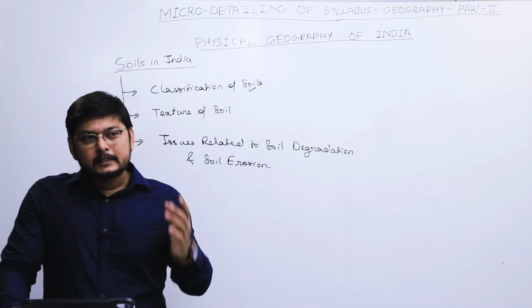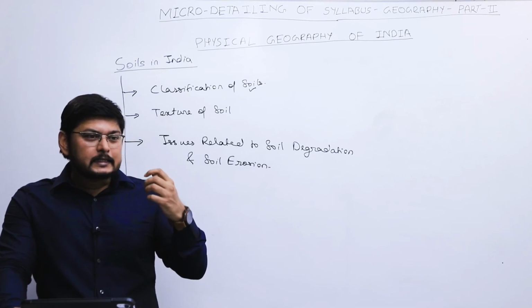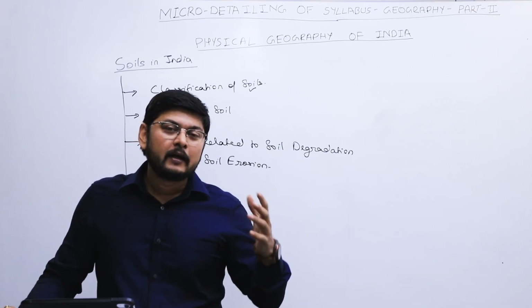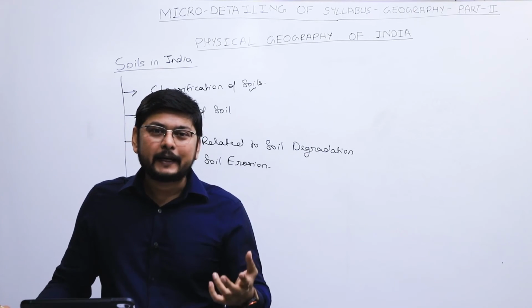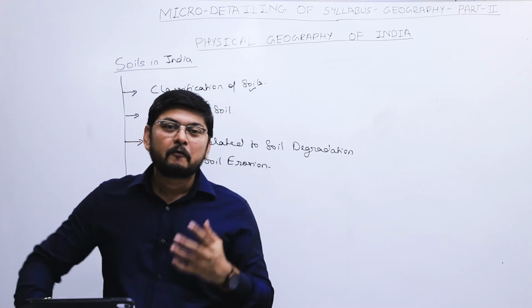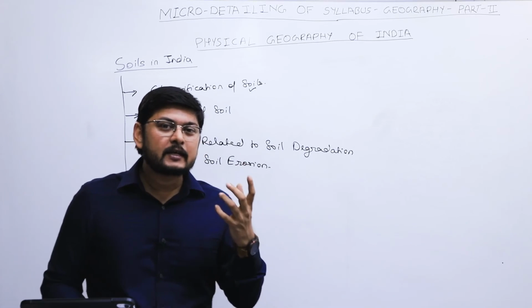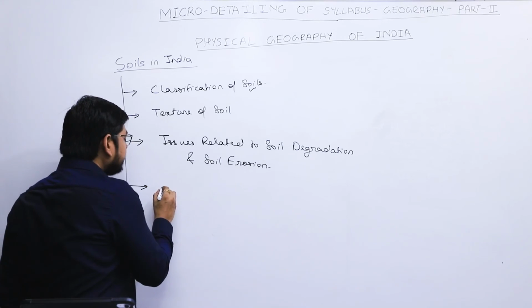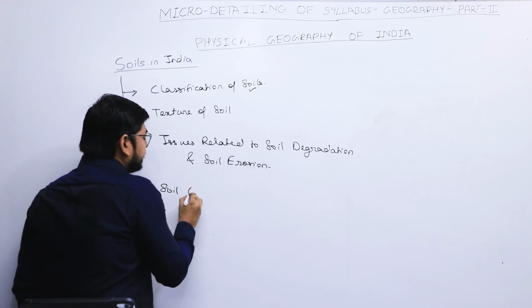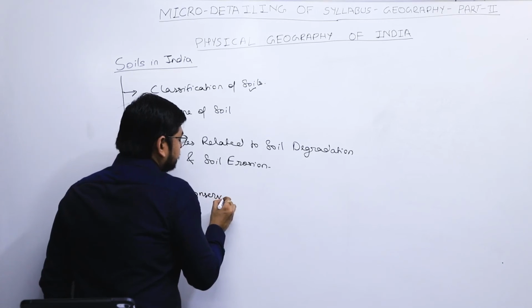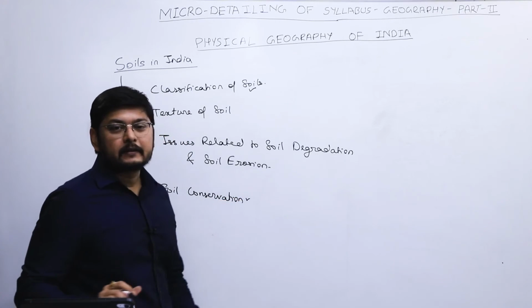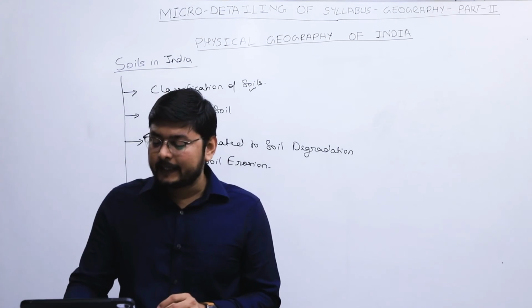Then, if the soil is degrading, some methods can be adopted for their conservation. How can these methods be applied in the contemporary times? What are these methods? How have these methods been studied? Therefore, the next part is soil conservation. We'll be studying soil conservation, the importance of soil conservation in India.